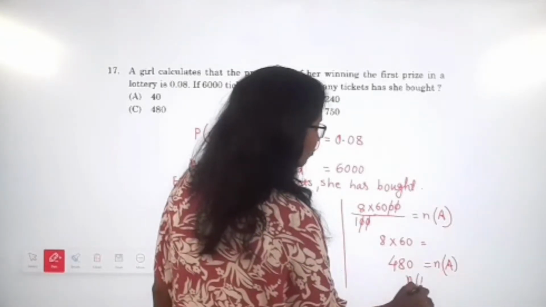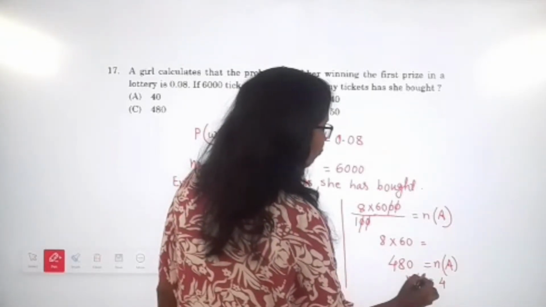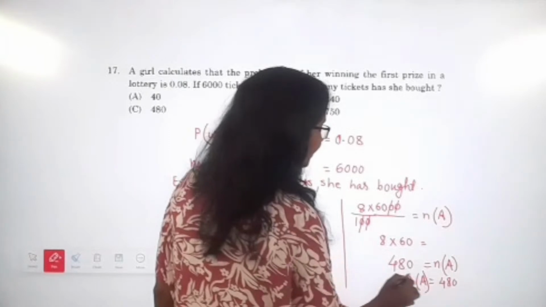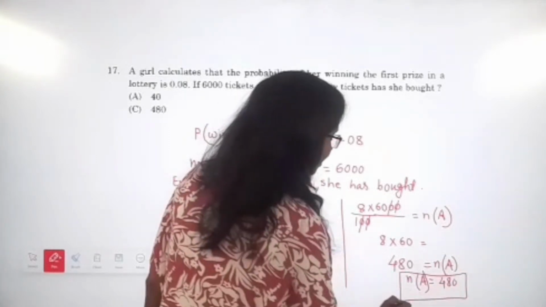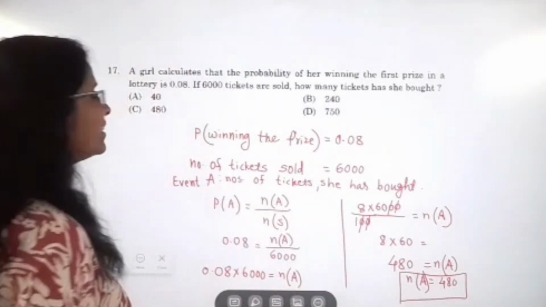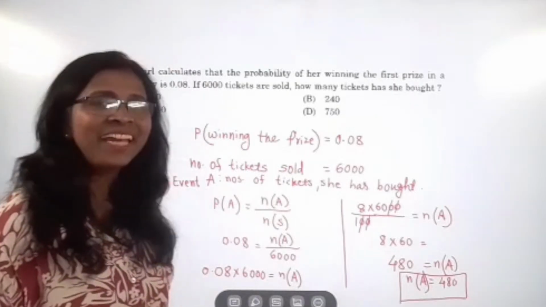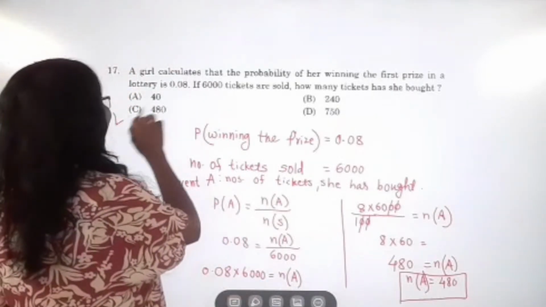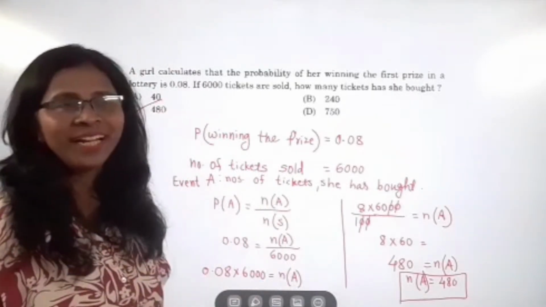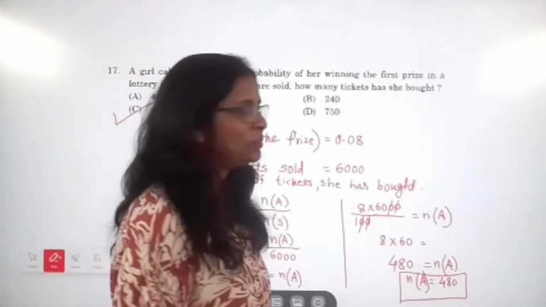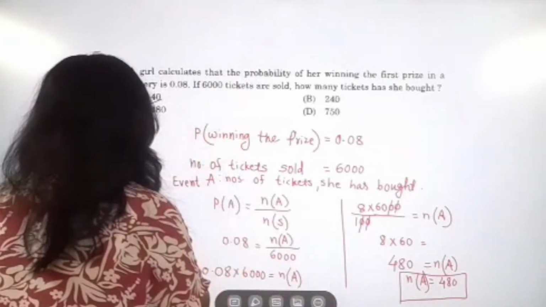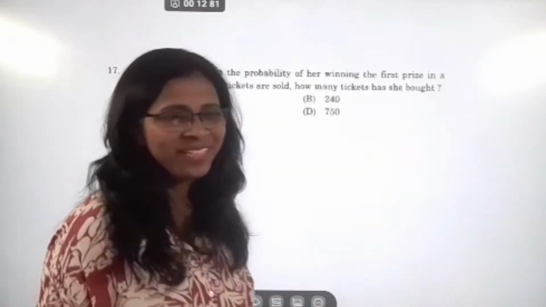So n of 8 is equal to 480 students. Is there 480? Yes, it is there. So the correct option is C, 480. Then next one, students.